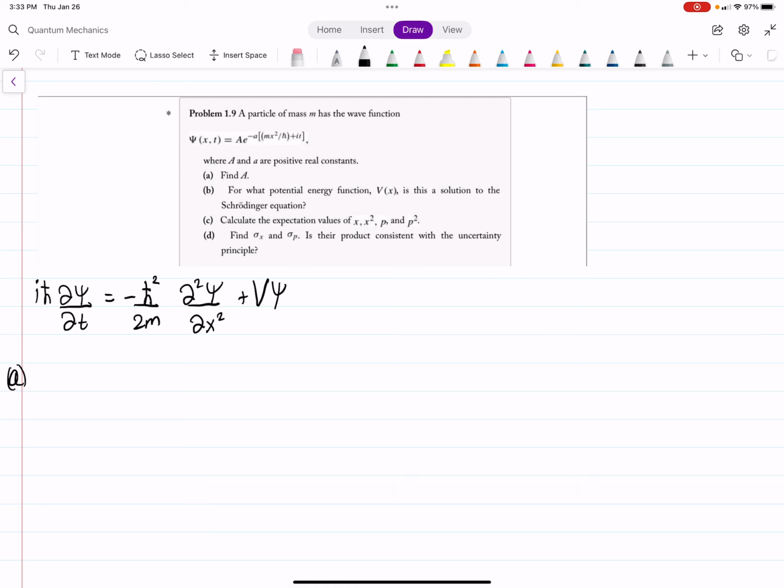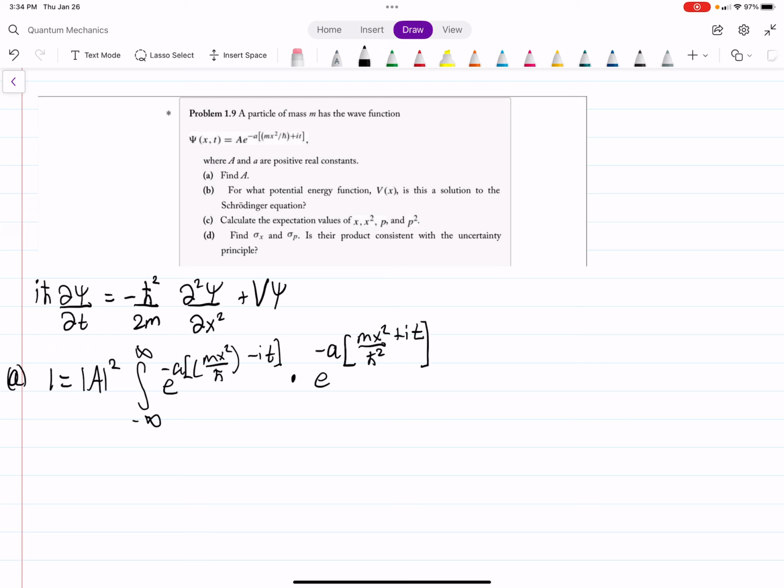So this is just our normalization condition. That's to say 1 is equal to the integral from minus infinity to infinity of psi star psi. Psi star is just going to be e to the minus a m x squared over h bar, minus i t, times e to the minus a m x squared over h bar, plus i t, dx.